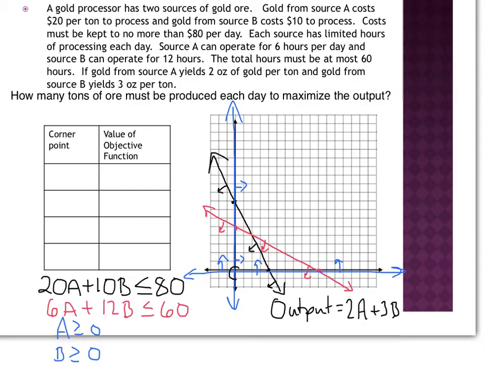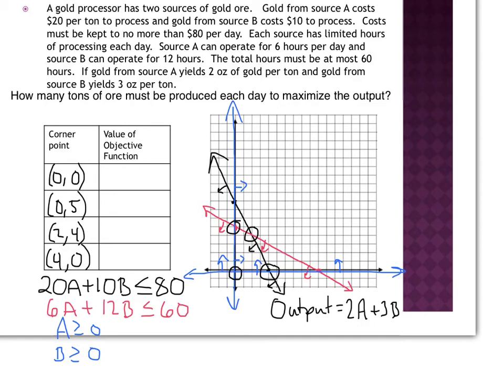I've got this guy right here, which is 0, 0. So let's write that down. 0, 0 is one of them. I have this one up here, which looks to be 0, 5. I have this corner point right here, which nicely intersects there at 2, 4. And lastly, this one here, which intersects at 4, 0. So those are my 4 different corner points.